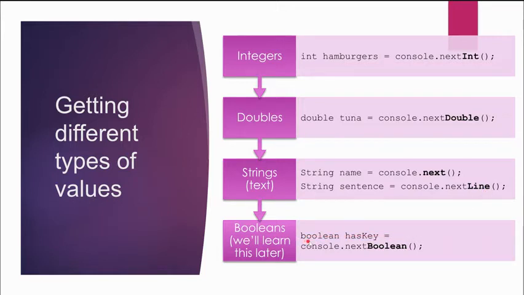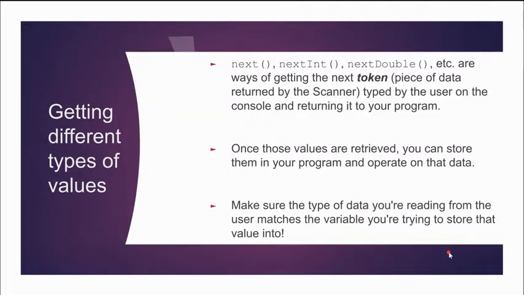If we wanted booleans, for instance, boolean hasKey, we might ask the console.nextBoolean. The nextInt and nextDouble are ways of getting the next token. So token is one of those words you want to learn, and a token is simply a piece of data returned by the scanner. These methods will allow us to get the next token typed by the user on the console and return it to your program. Once those values are retrieved, you can store them in your program and operate on that data.